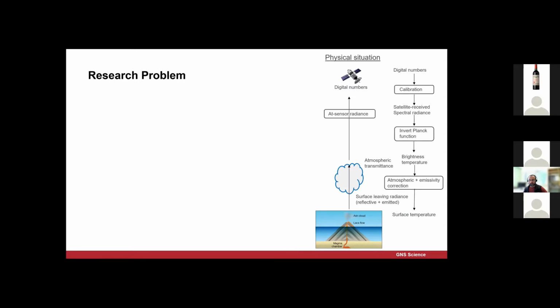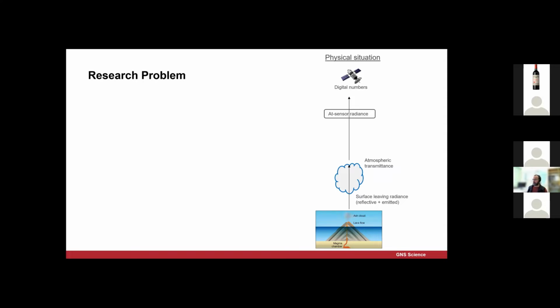So the research problem. Before going into the research problem, let me tell you how the data is captured. We know that Whakaari, or White Island, is a stratovolcano. It's a composite cone, and is submerged. What it leaves is a surface leaving radiance, which is reflective as well as emitted, depending on which spectral band we are looking at, passes through the atmospheric transmittance, and then it reaches the satellite.